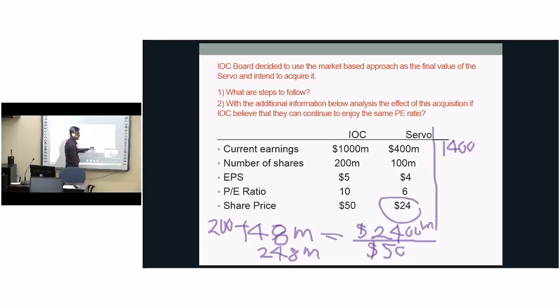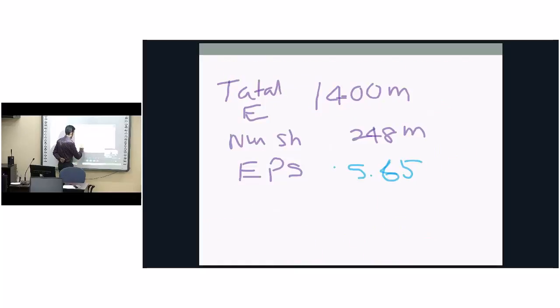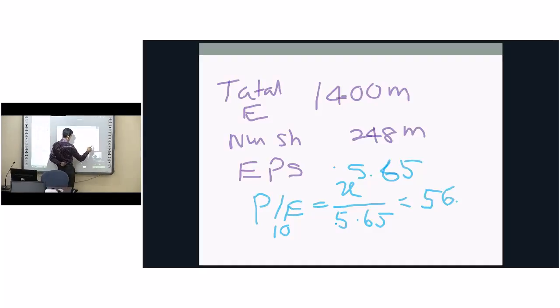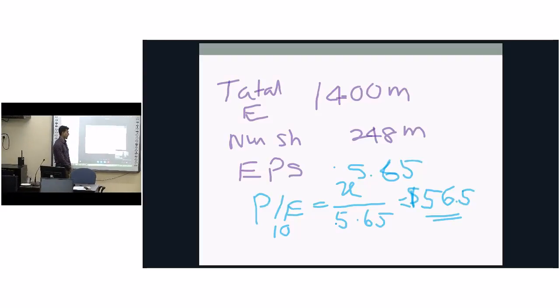Okay fine, we got the earnings per share, and then they say that we are using the same PE of IOC. So this is where we did the bootstrapping theory, where we use the IOC PE for the calculation. So we know our new EPS and we know the PE should be 10. The post acquisition earnings per share is 5.65. Based on that we can easily calculate the expected price of the share, so you will get 56.5 dollars per share. So this is the post acquisition effect.